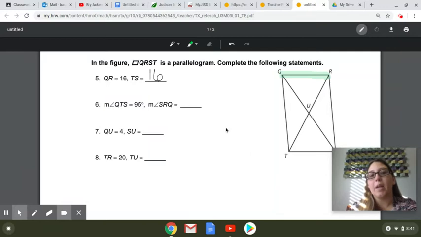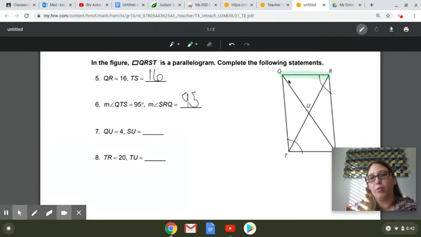Okay? Then we want to look at the next one, number 6. So QTS. So that's this angle right here. Okay? That angle is 95 degrees. It's asking us what SRQ is. That's this angle right here. Okay? Well, we also learned that one of the properties is that opposite angles are congruent. So in fact, this angle is also, sorry about my writing, 95 degrees.